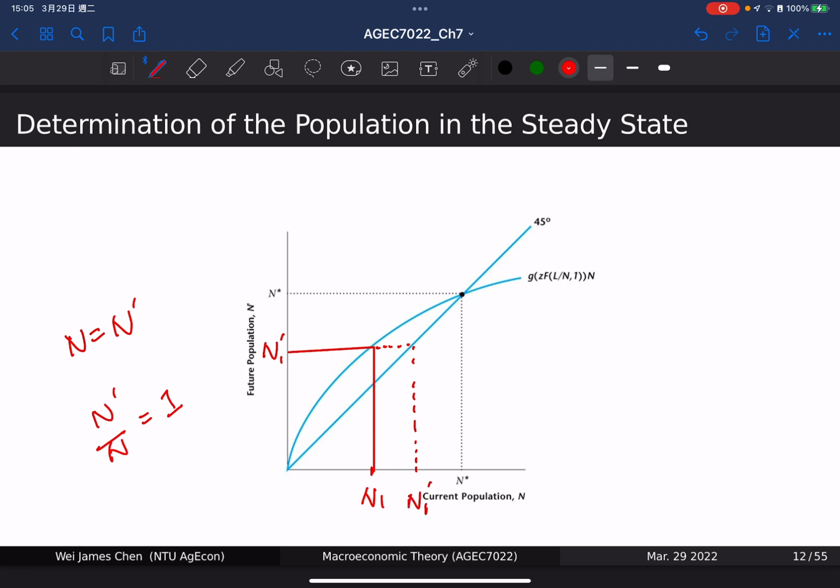Right? So basically the population will grow if you are before this N star point. And it grows to this level. And then it goes here. It will become closer and closer to the steady state point. And if you are over this population level, you can easily show that it will come back. That's why it's called a steady state. Basically, no matter what your initial population level is, you will converge to the N star population level. Okay?